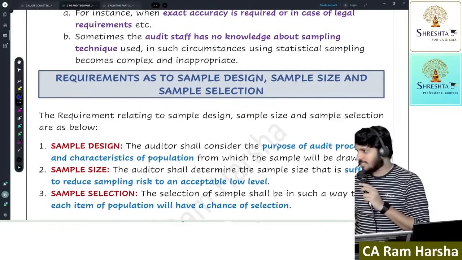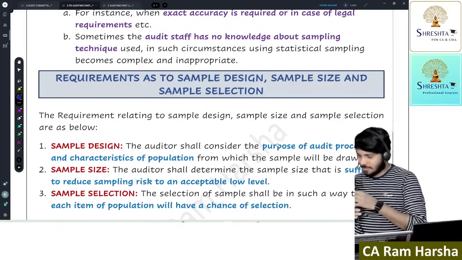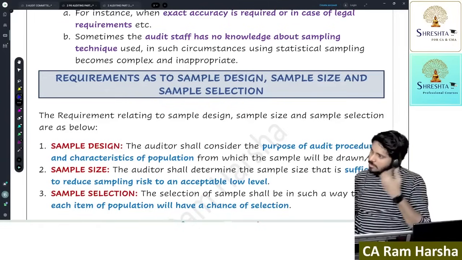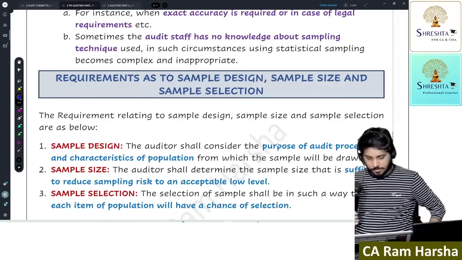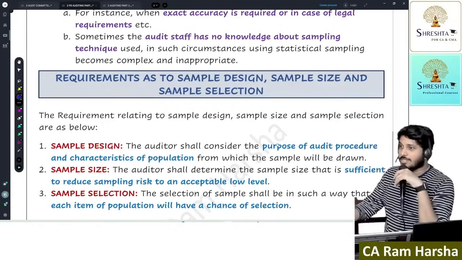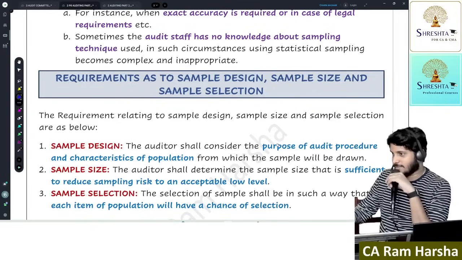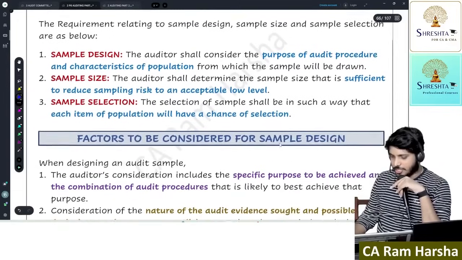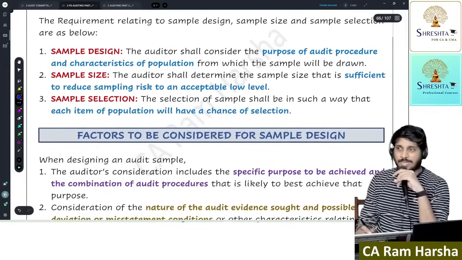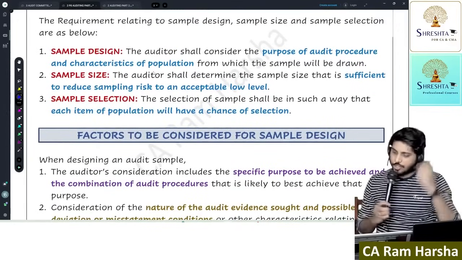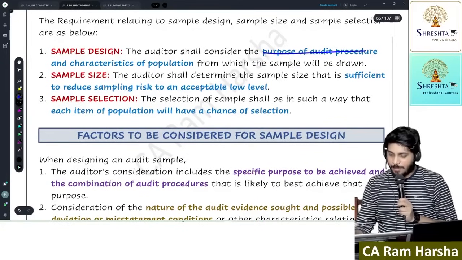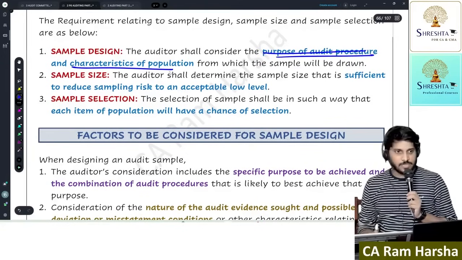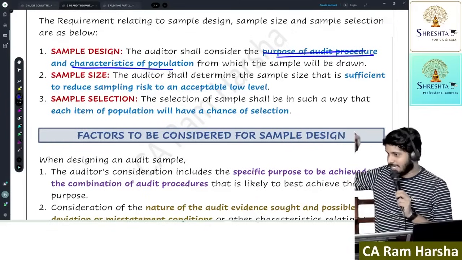Now, what are the requirements? So what is SA 530 requiring? First, sample design. How should you have the sample design? Which method should you follow? First, understand the purpose of the audit procedure and the characteristics of the population, and then select the design accordingly.